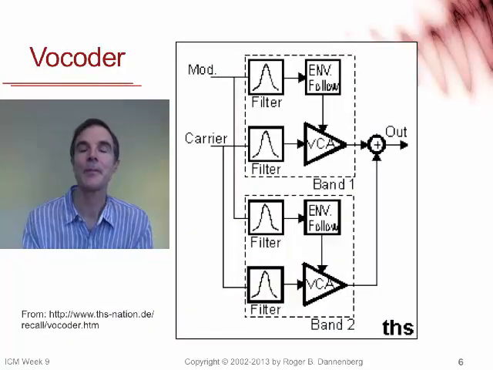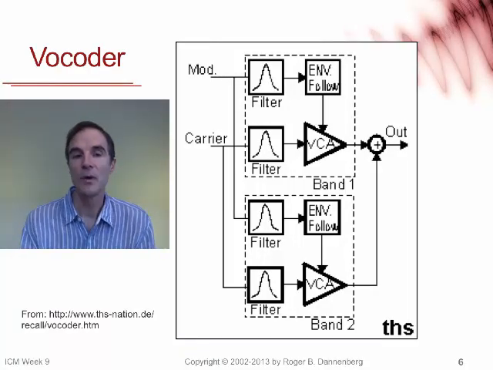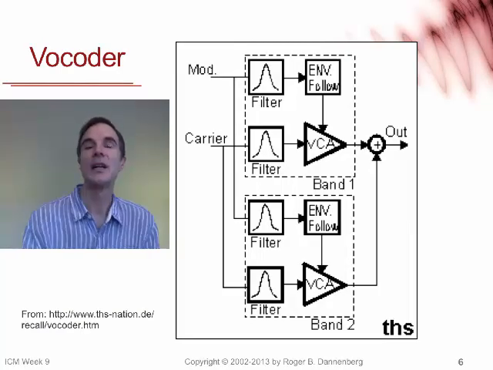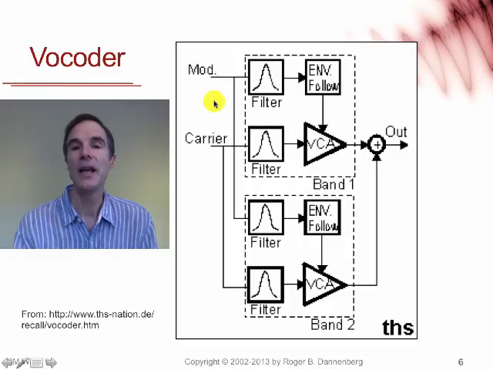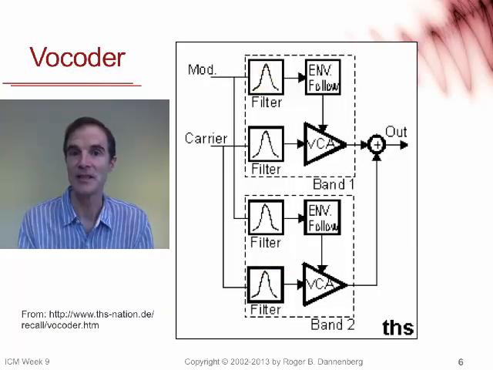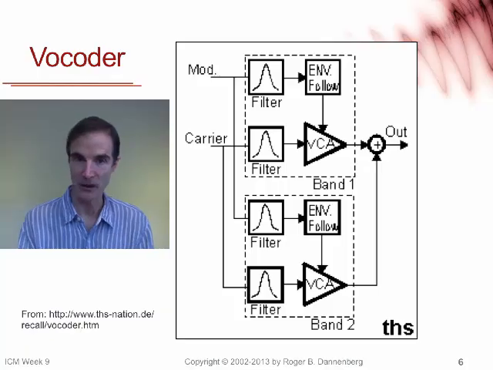Another technique used for voice synthesis and voice processing is the vocoder. So here's a picture of what a vocoder looks like. You have a filter bank. So these filters represent all of the potential resonances. So usually there are many channels of filters at different frequencies.